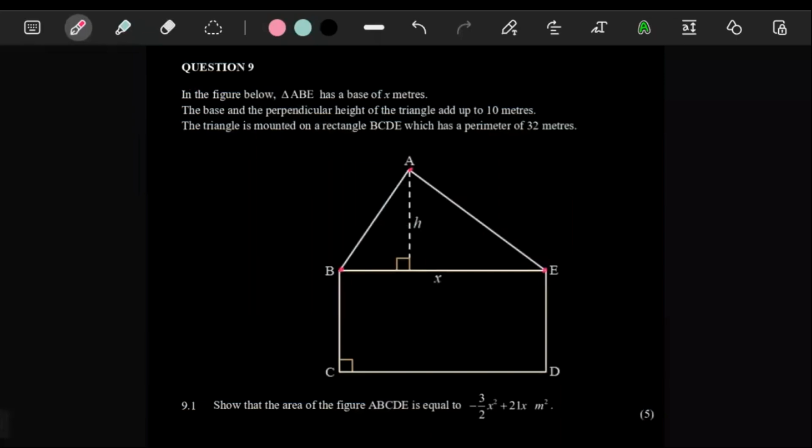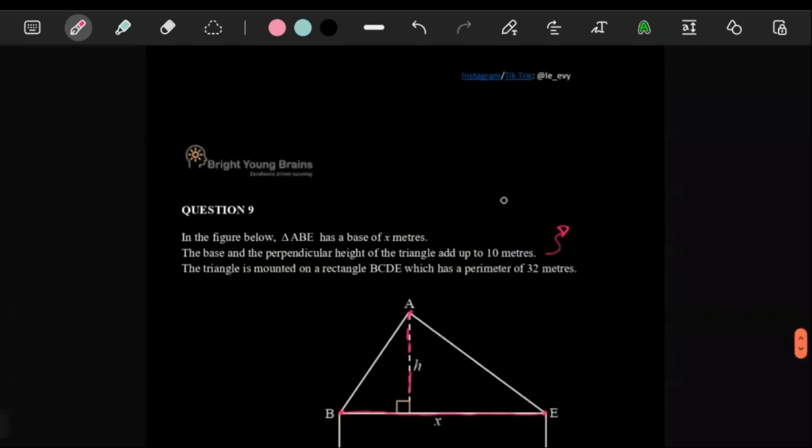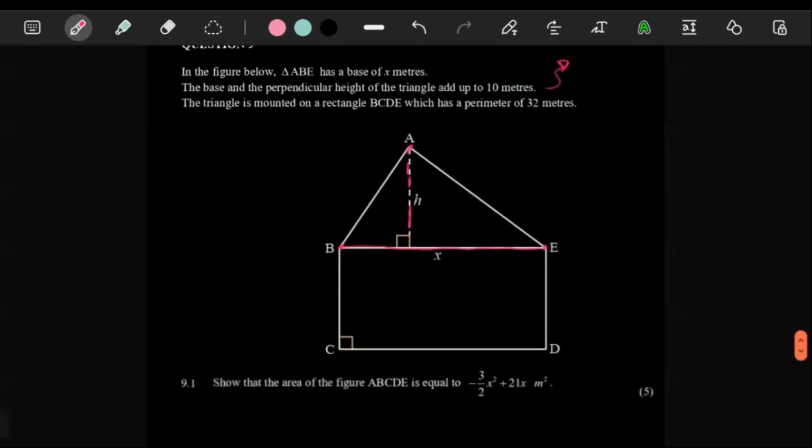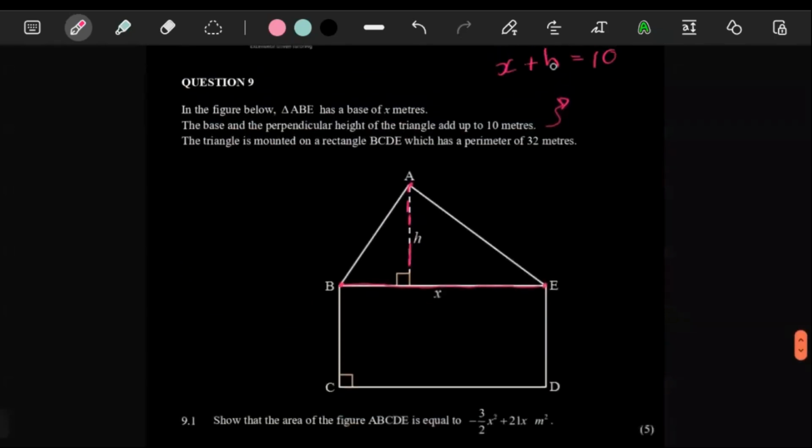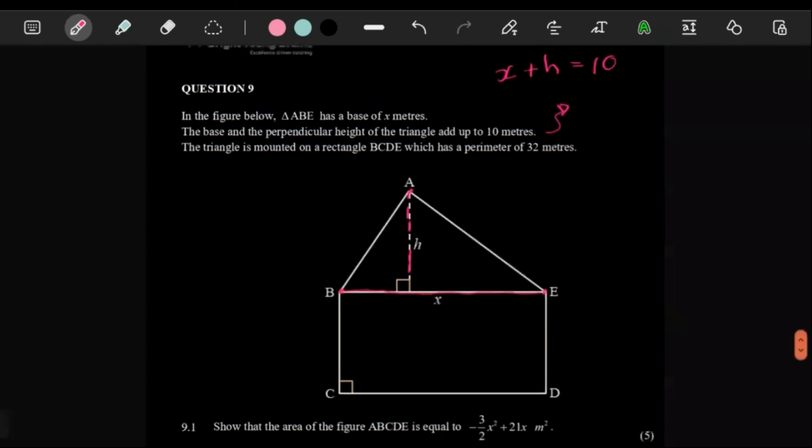So this sentence is important because you don't want to just let these kinds of information slide. They said the base, which is this distance here, so it's X, right? And the perpendicular height, which is H. So what we already know from this statement is that X plus H is equal to 10. You see, that's important because now we have an equation which will allow us to write one of these variables as the subject of a formula.